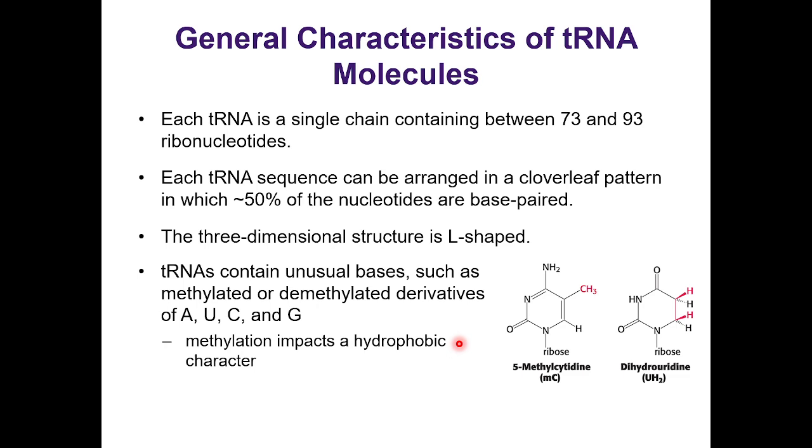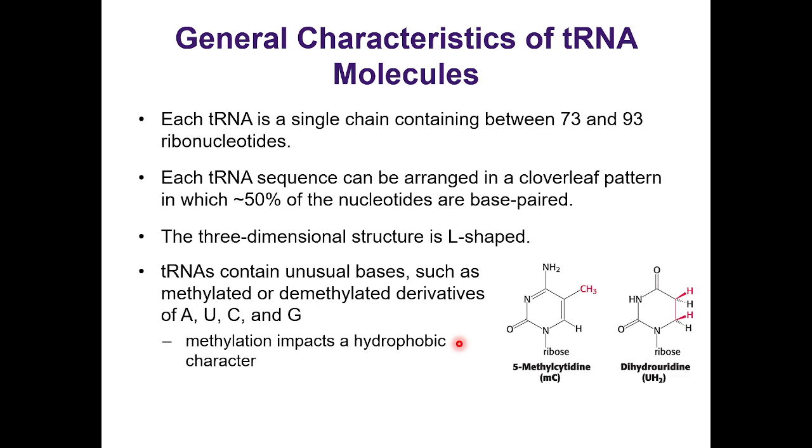Each of the tRNA sequences can be arranged in a cloverleaf pattern in which 50% of the nucleotides are going to be base paired. And this only looks like a cloverleaf if you do this in a 2-dimensional structure, by the way. Though I guess it looks like a really messed up cloverleaf in 3-dimensional. So think of a really messed up looking clover, okay? That 3-dimensional structure is going to be L-shaped.